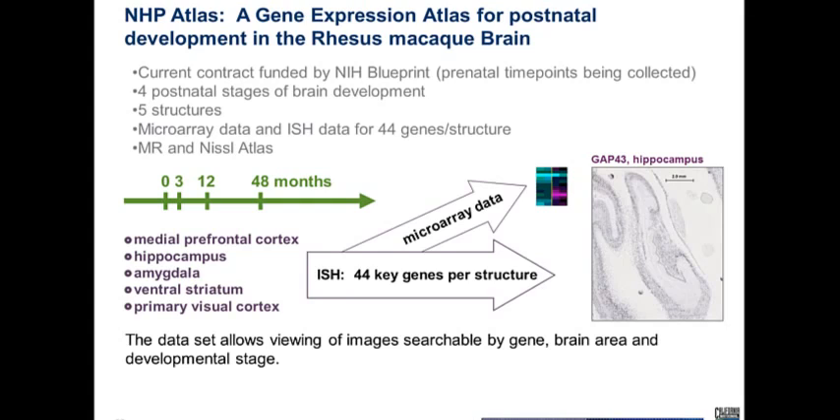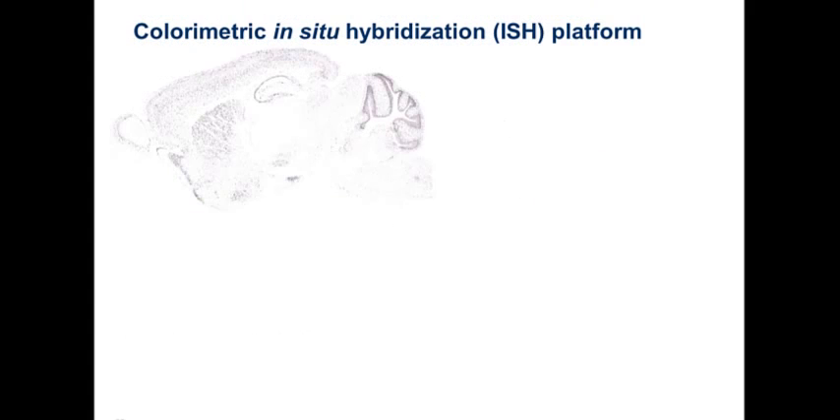We looked at 5 different structures: medial prefrontal cortex, hippocampus, amygdala, ventral striatum, primary visual cortex. We looked at about 45 key genes per structure. They're not all the same genes. We also have microarray data. And we looked at 3 replicates at each of the 4 different time points. So, and this data set is distinct from our human data sets. We don't have the reference atlases behind it. That wasn't part of the contract.